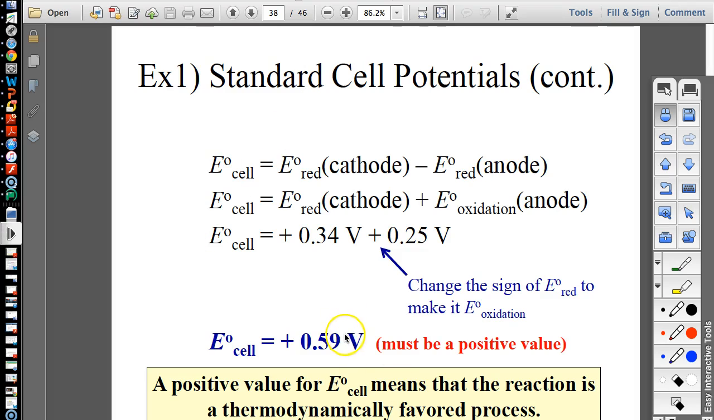And so we did get it right. It should be positive. If it's not positive, guess what your Gibbs free energy is? Positive, right? Because it's not going to be spontaneous. And then you're dealing with electrolysis. And so that's tomorrow's lesson.